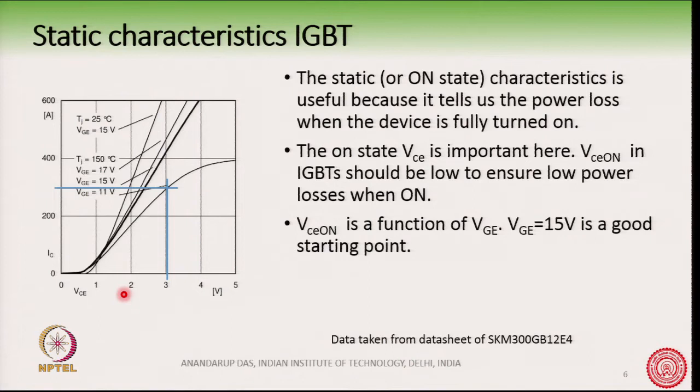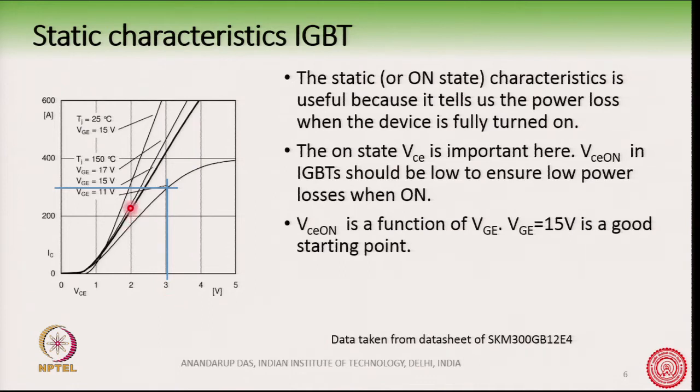And so, this gives us a clue that VGE should be sufficiently high, so that the VCE on should be low when the device is fully turned on, because we want to reduce the losses. Here you can see two examples I have taken. For IC equal to 300 ampere, if the VGE is 11 volt, then we are operating somewhere here, which means the VCE is about 3 volt here.